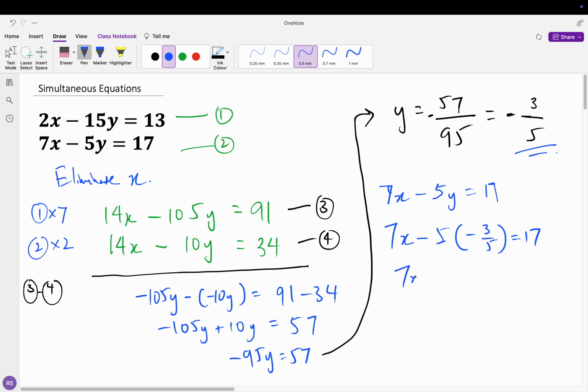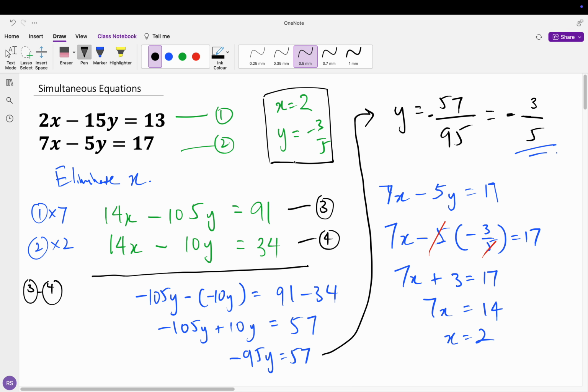So let's expand this. Minus and minus will give us plus. The 5 and 5 will cancel, so it will be left with 7x plus 3 equals 17. 7x equals 17 minus 3, which is 14, so x equals 2. So we have solved for both values. The final answer is x equals 2, y equals negative 3 over 5. That's the final answer for this question.